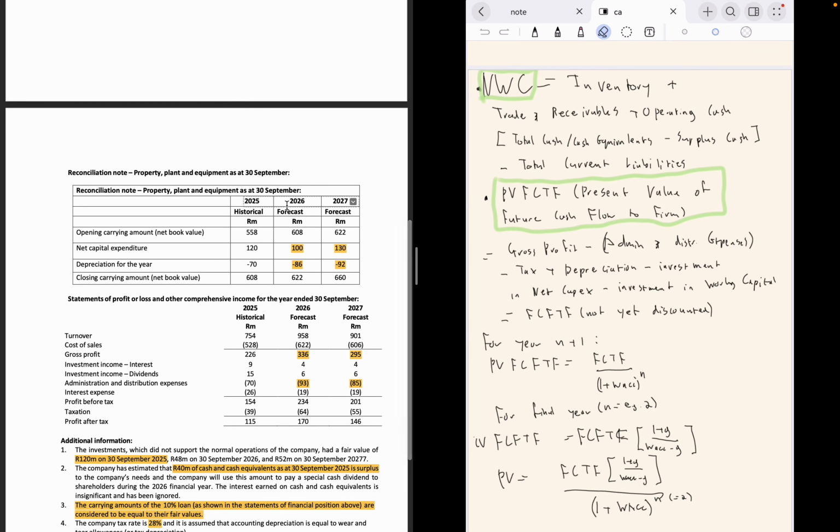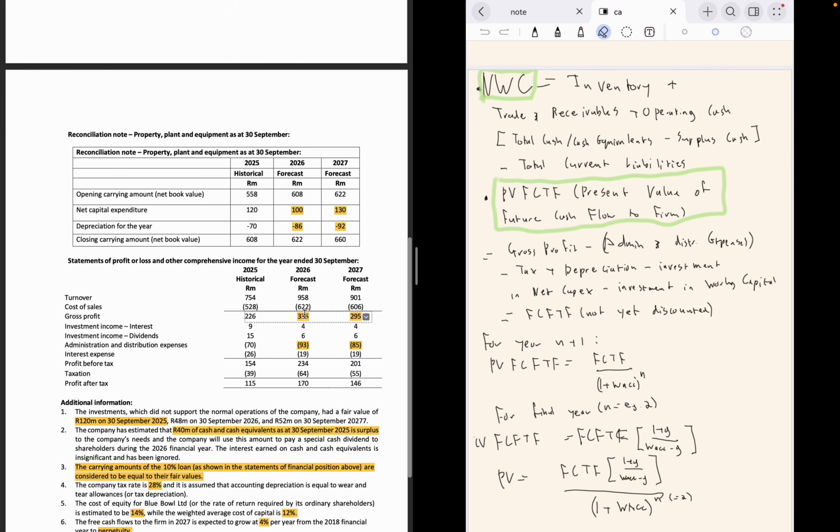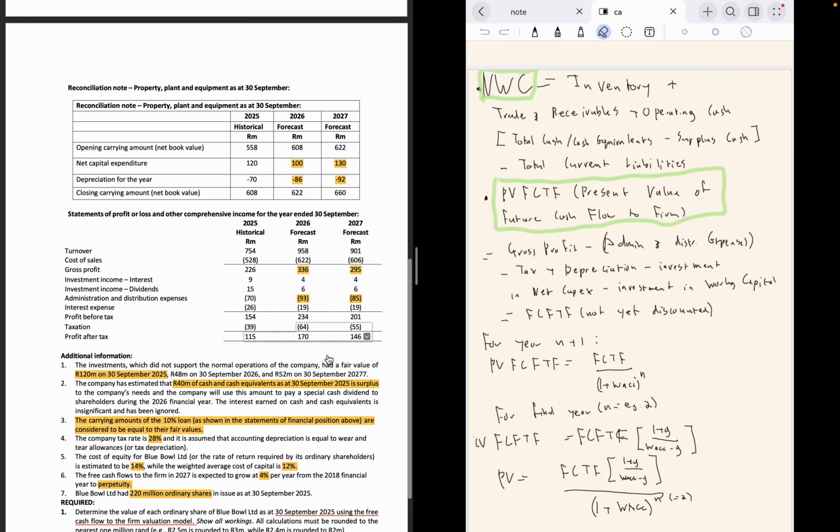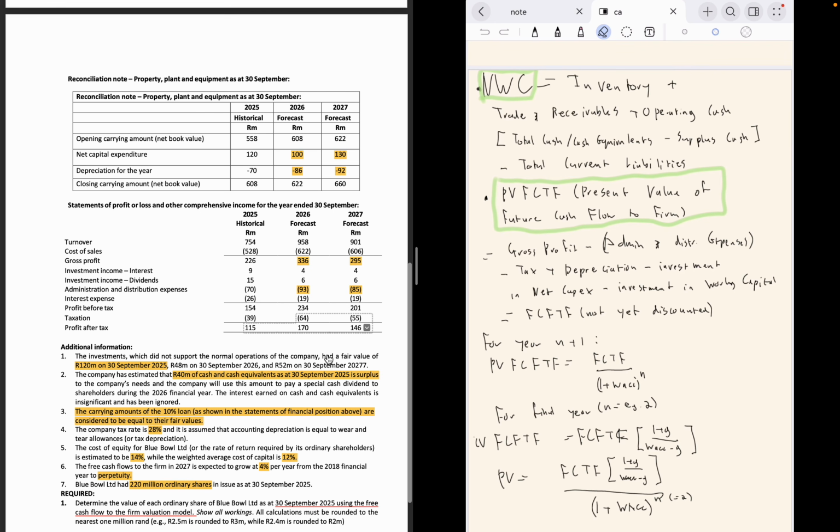What we're going to need when we do the present value of future cash flow to the firm calculations is going to be the net capital expenditure for these 2 years and the depreciation for the 2 years. We're going to need the gross profit, and then administration and distribution expenses, and everything else is irrelevant. Okay, great. So let's get started.